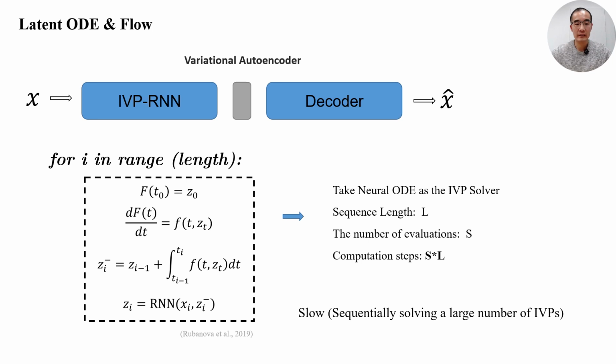However, a significant drawback of these models is that they need to sequentially solve a large number of initial value problems. For example, if we take a neural ODE as the IVP solver, L is the sequence length, S is the number of evaluations. The total computation steps are S multiplied by L, which can make the model quite slow for processing time series.